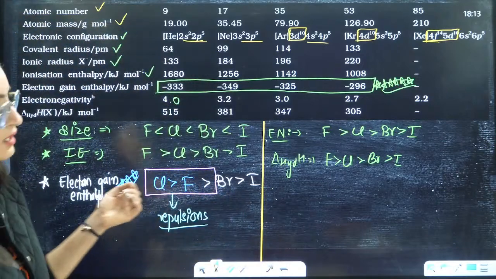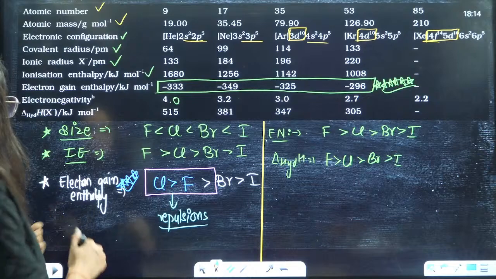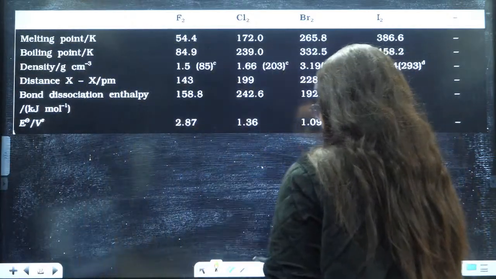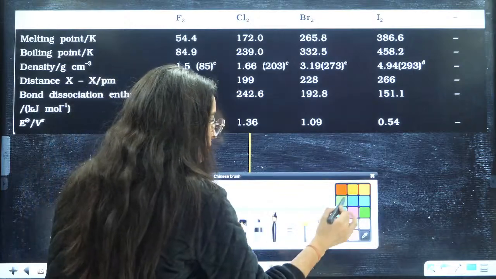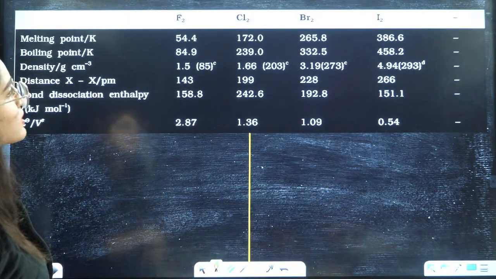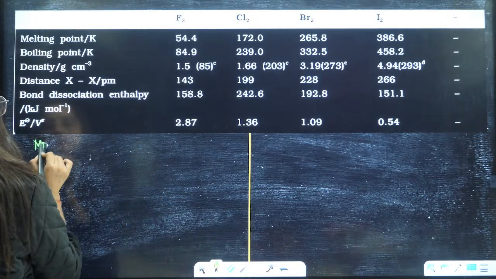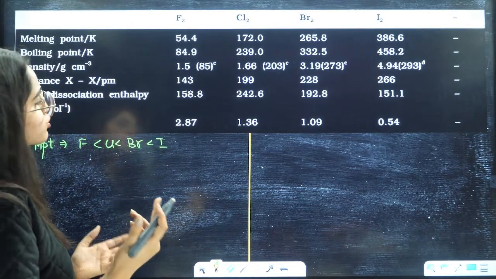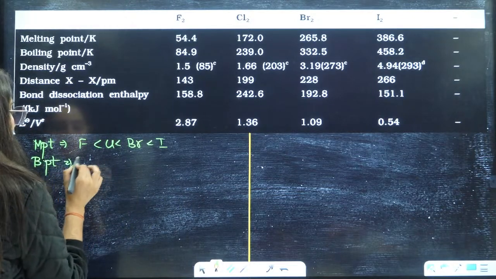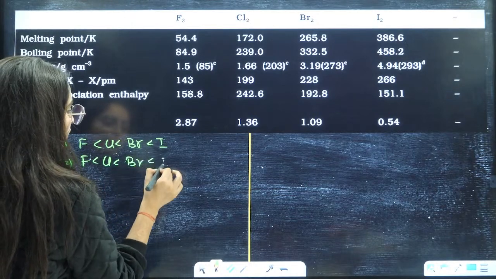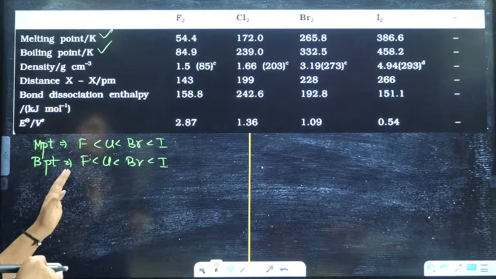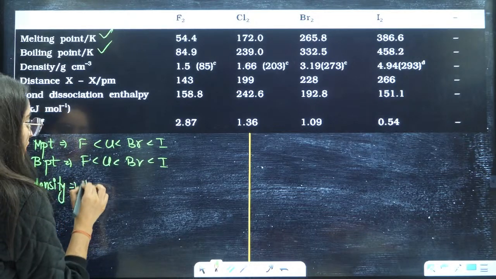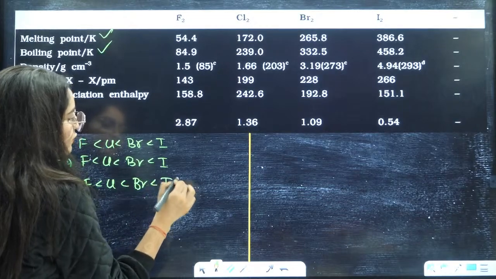Okay? Understood? From this table, we have these 5. Out of this, the question will be asked from here. Next are these points. Again, we are going to write down the trends here. If we see the melting point, it is definitely the same: increasing, no change here. Fluorine, chlorine, bromine, iodine. Boiling point is also the same, increasing. Density is also increasing. Why density? See, size is increasing, so density will also increase, right?